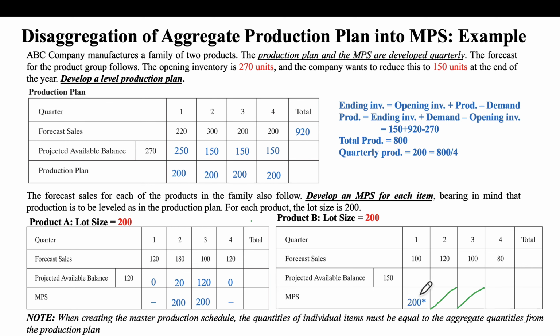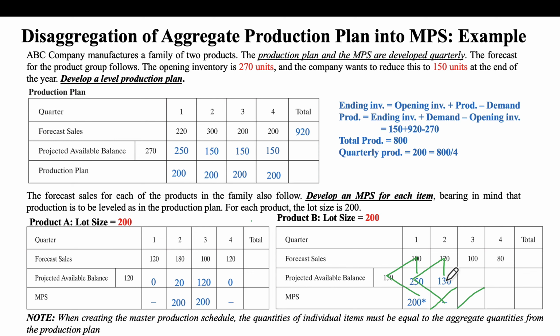Our projected available balance will become 200 plus 150 is 350 minus 100 is equal to 250. Is this 250 sufficient to meet the demand for 120? Yes, it is sufficient. So it means we don't need to produce anything. And even if we needed to produce anything, we cannot because we are not allowed. We have already reached the maximum level. In any case, 250 is sufficient to meet the demand for 120 and our projected available balance will be 0 plus 250 is equal to 250 minus 120 is equal to 130.